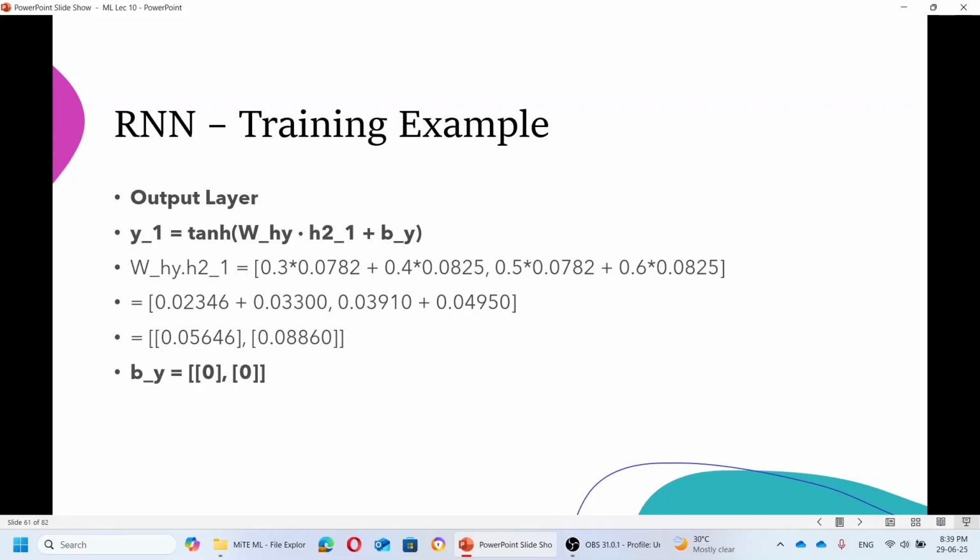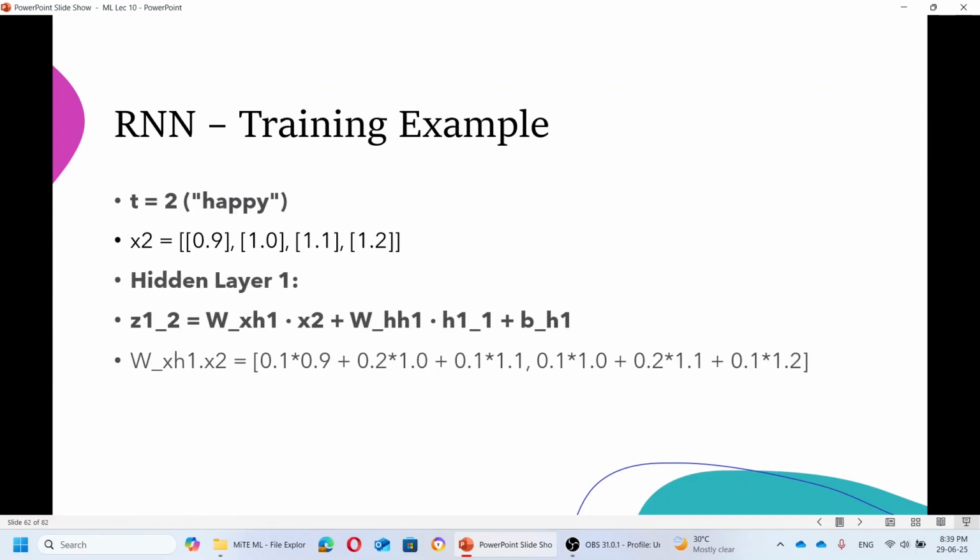Output layer is very much similar. Again, the output of the second hidden layer becomes the input of the output layer, and there we simply multiply it with the corresponding weights and then add the bias, which in this case is initially 0. So we get Y1 is equal to 0.0564 and 0.0884. As you can see, we are computing the output at each t time step in this example, unlike before where we did not compute the output at each time step.